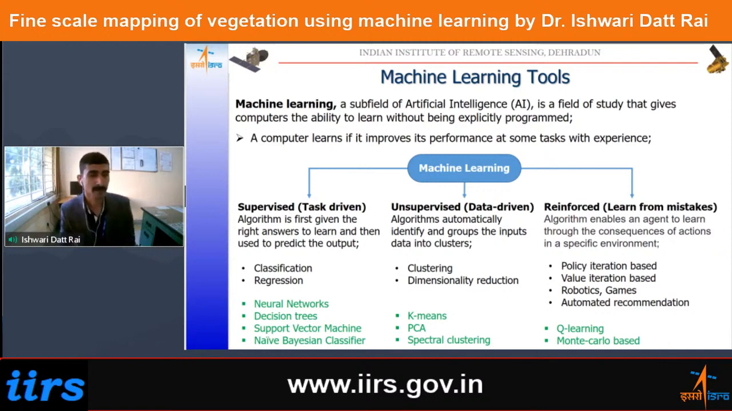So there are basically three types of machine learning algorithms available. One is supervised, also known as task driven, then unsupervised, data driven, and the recent one that is developing is reinforcement learning. This is basically learning from mistakes. As the term depicts, the algorithm is first given the right answers to learn, and then it uses those training data sets to predict the outputs.